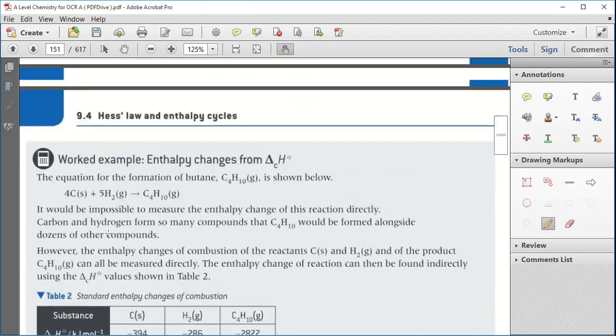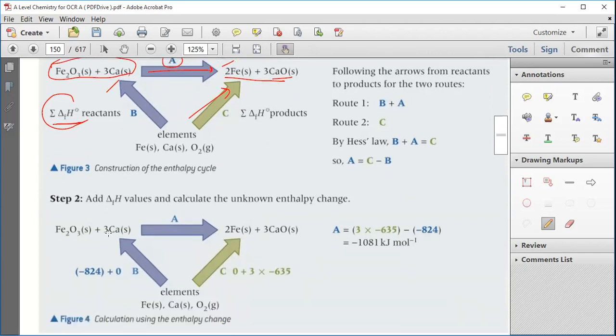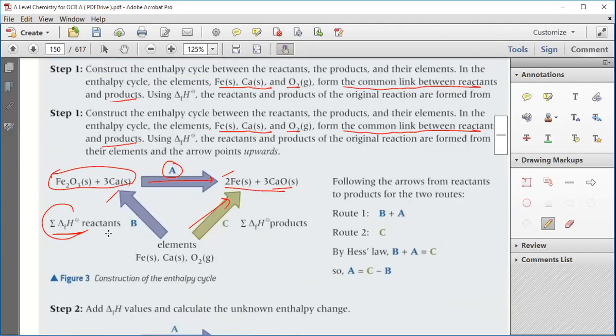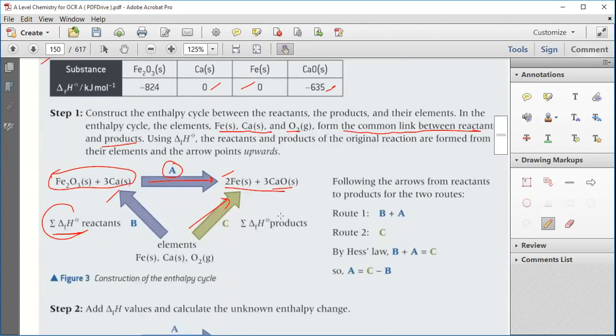Can you go up to the calculation bit? Tell me what you want in the calculation. No, it's been given there. This is the given: Fe2O3 is minus 824, calcium 0, iron 0, and CaO is minus 635. Now directly to A. Sorry, B to C, then A.